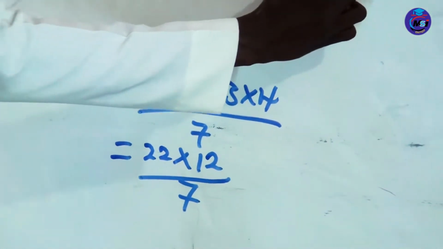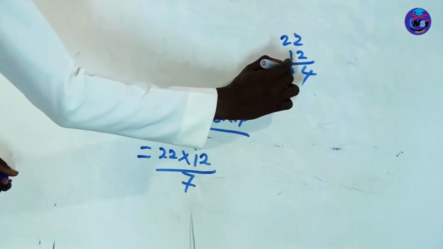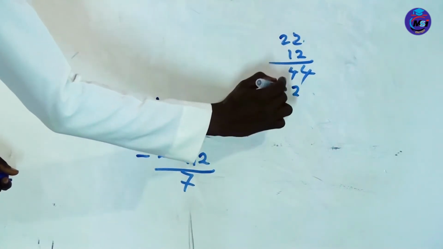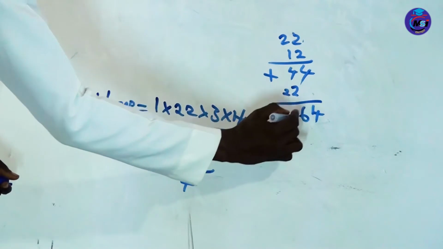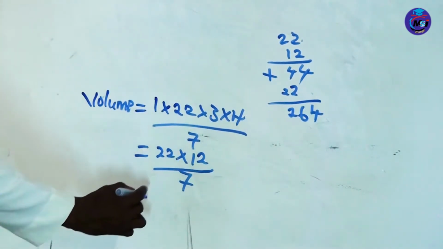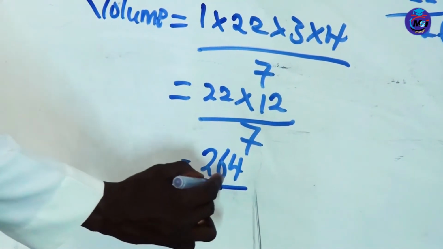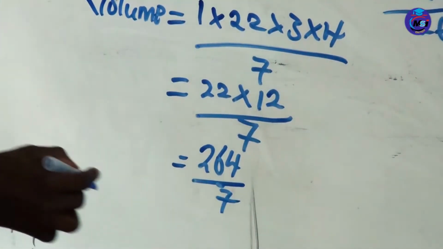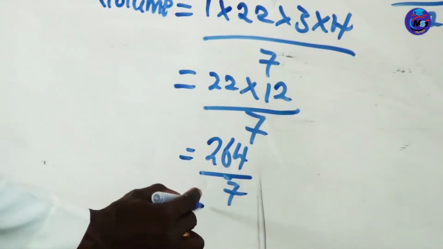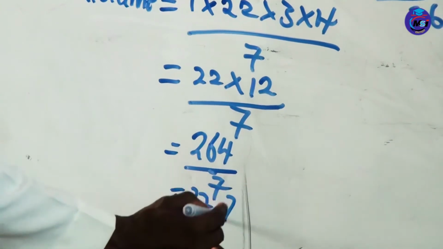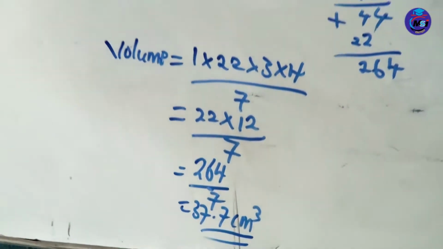So 22 times 12: 2 times 2 is 4, 1 times 2 is 2, plus 4, 6, 2. So this will give us 264 divided by 7. 264 divided by 7 will give us 37.7 centimeter cube. Okay, thank you very much.